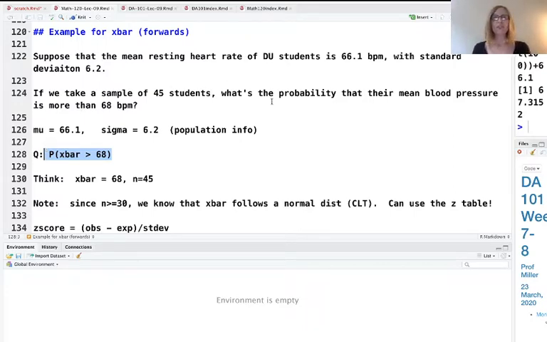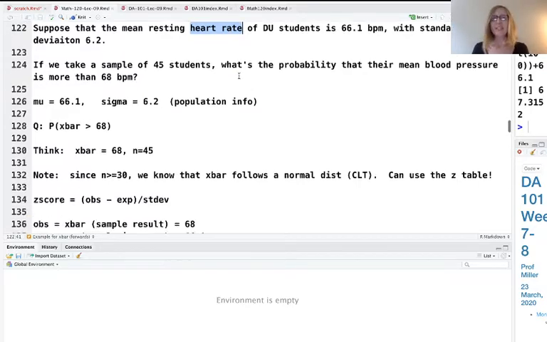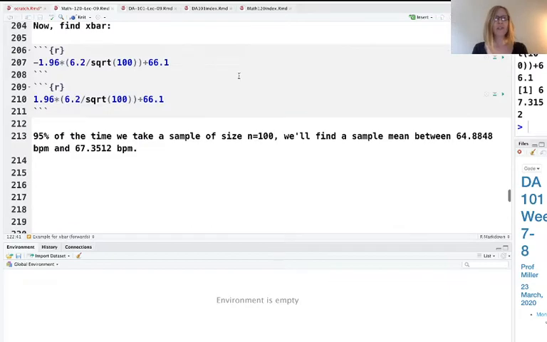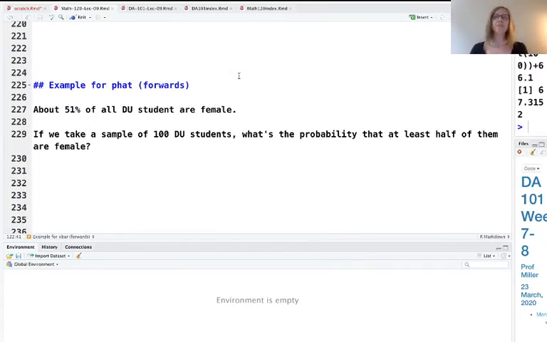Now, in these examples yesterday, we were talking about heart rate. And heart rate is a quantitative variable. How about today, let's move on and do another example involving p hat. This one's going to be a forwards problem, and it's about gender. Gender is a categorical variable. There's no way to quantify or count gender. So we need to use sample proportion. And in this particular problem, we're talking about the proportion of students who are female. That's the category in question, female students.